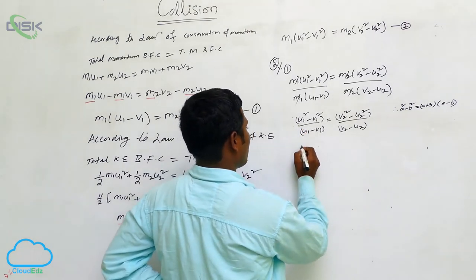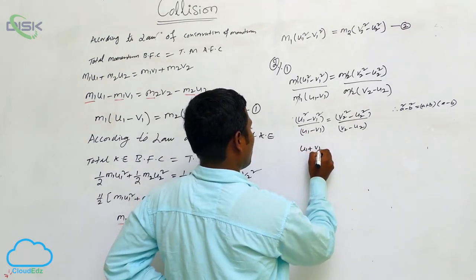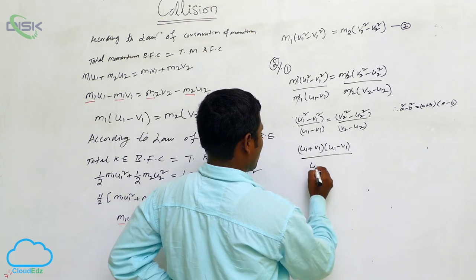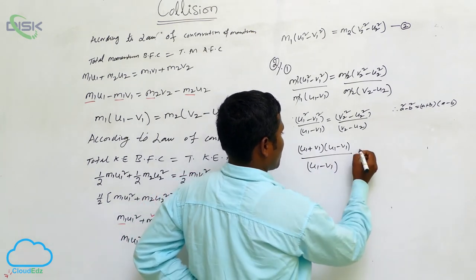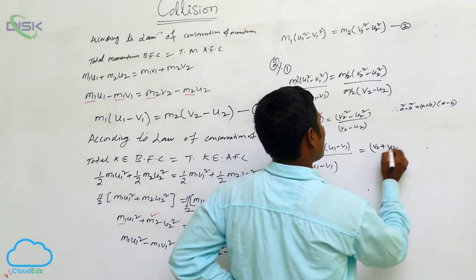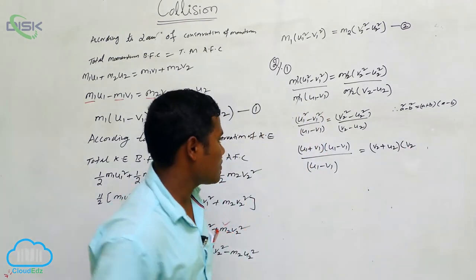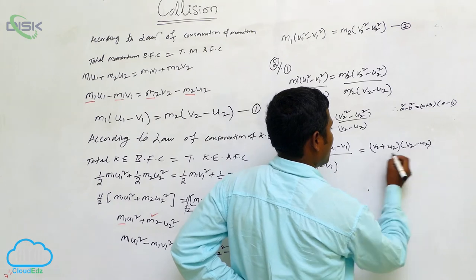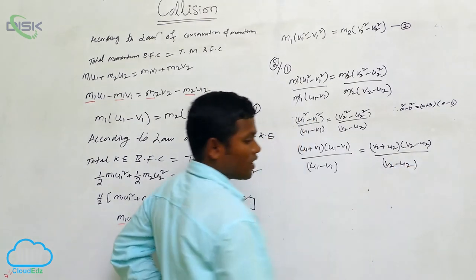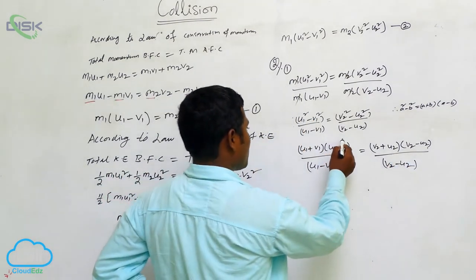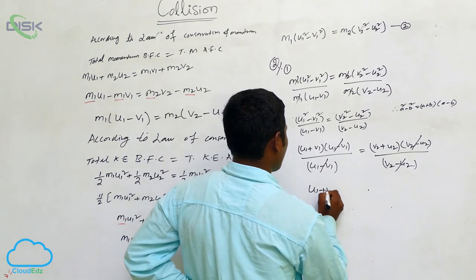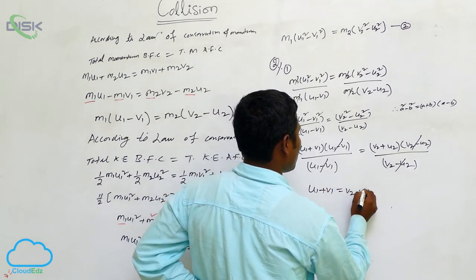Same thing: u1 plus v1 into u1 minus v1 divided by u1 minus v1, next v2 plus u2 into v2 minus u2 divided by v2 minus u2. Now which terms get cancelled? In the denominator and numerator, this is common, and this is also common. Then which one is remaining? u1 plus v1 is equal to v2 plus u2.